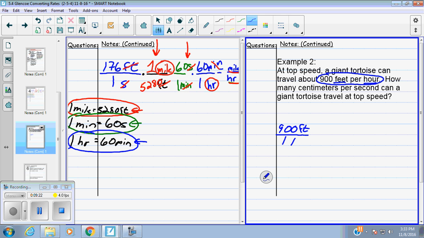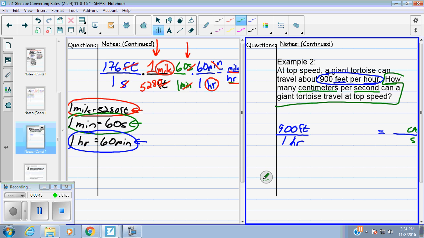Over 1 hour. And our ending unit we're trying to get to according to this problem. Well, let's box our question. And it wants us to get to centimeters per second. So we need centimeters over seconds to end with.